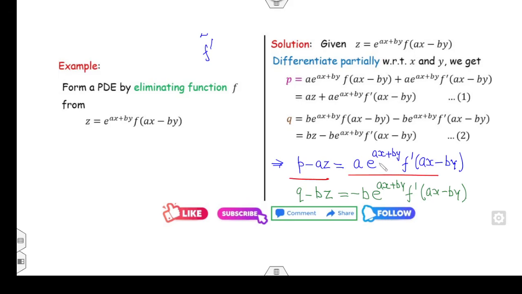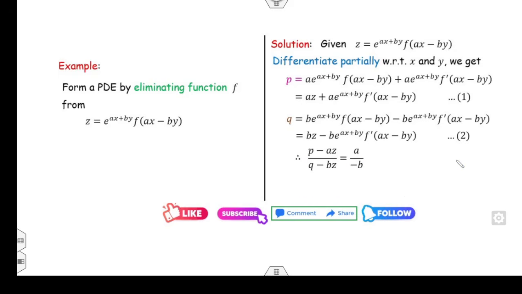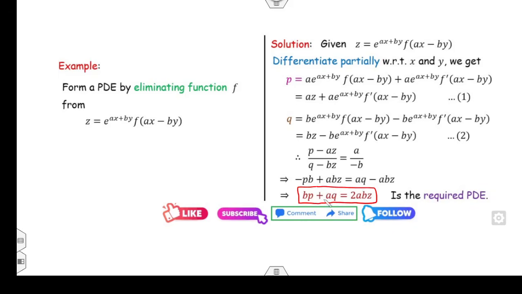If you divide them, clearly the common expression will be cancelled out. So from 1 and 2, if you divide, clearly the required expression is free from f and f prime. So therefore this is the required partial differential equation. And if you simplify it a little, you will get the required partial differential equation. Fine. And if you do it by the second method, finding capital P, capital Q and capital R, you will again get the same required partial differential equation.